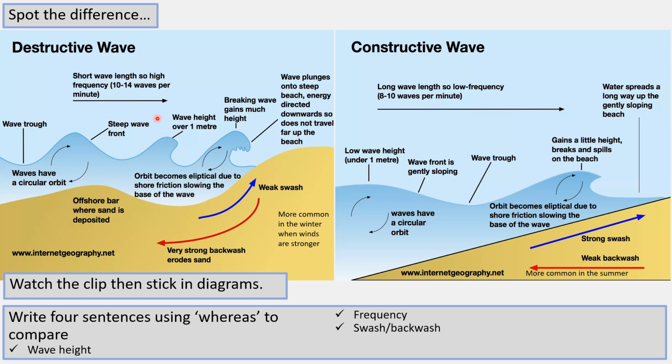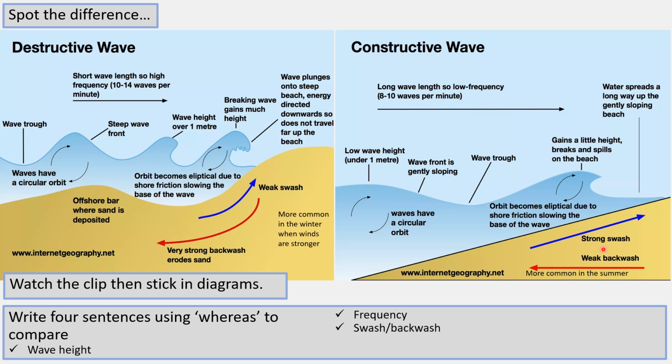So key features of the destructive waves is a short wave frequency, so they happen very often. They're very tall, over a meter in height. They've got a weak swash going up the beach, and a very strong backwash which erodes sand. So the destructive waves erode, they destroy the beach. Whereas constructive waves do not erode the beach, they deposit sediment. So they lead to beaches getting larger.